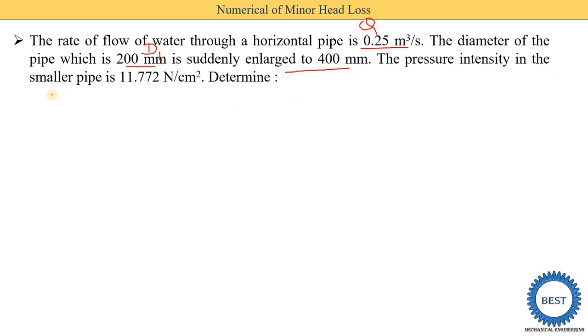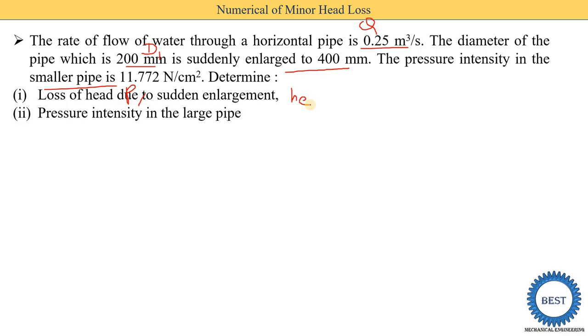The pressure intensity in the smaller pipe is 11.772 Newton per centimeter square. Pressure intensity in a smaller pipe means P1 is given, and we need to find out the loss of head due to sudden enlargement, means we need to find out HE. Second, we need to find out the pressure intensity in the larger pipe, means P2. So P1 is given here, we need to find out this P2. And power loss due to the enlargement, means we need to find out PE. For finding out this power loss due to enlargement, first we need to calculate this HE.